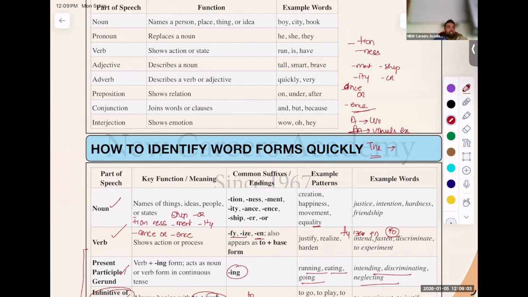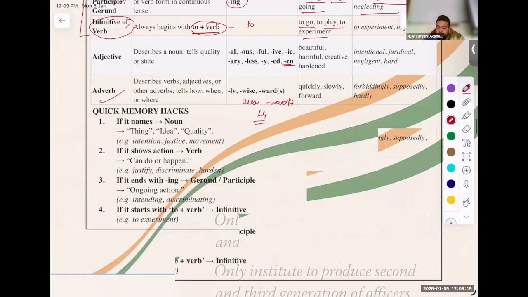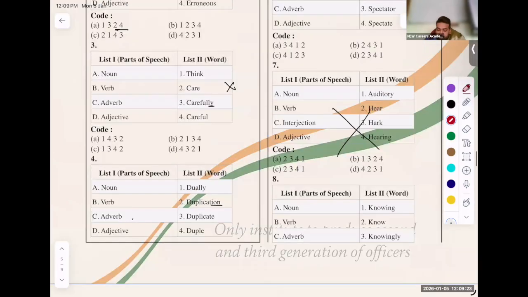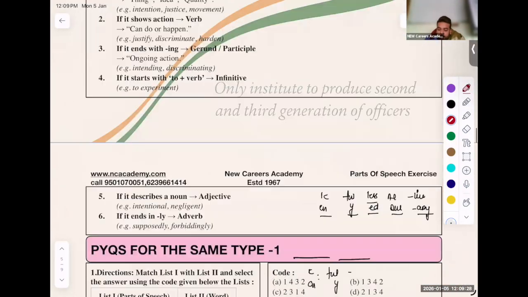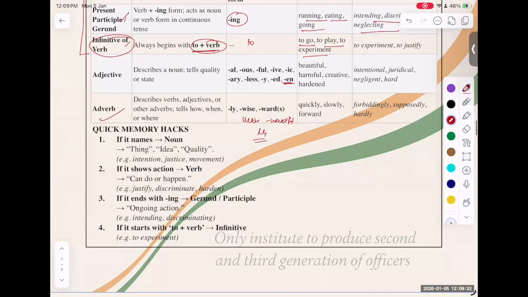What are verbs? -ize, -ify, -en, -ish. To-infinitive is a verb form. ING is gerund. These are suffixes. Suffixes means they come at the end. Clear or not? Like, for example, LY. Why do we have Y? Adverb. LY is for adverbs. Is it clear?